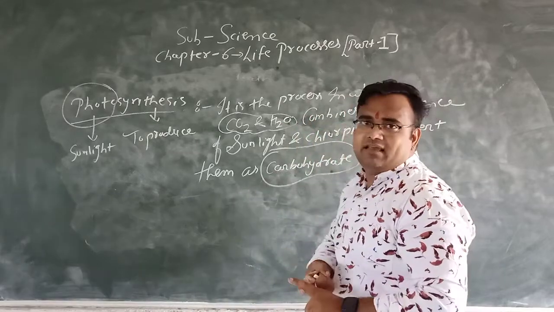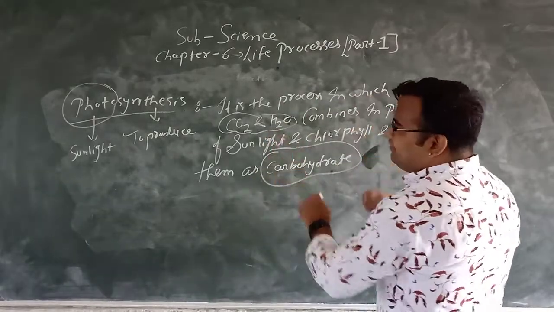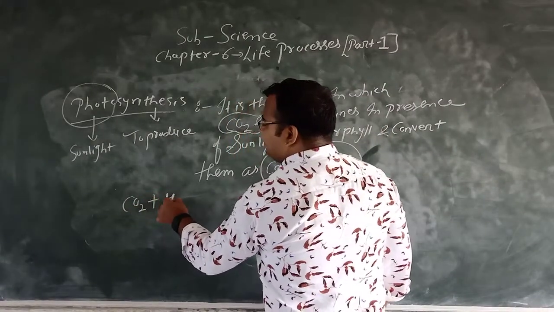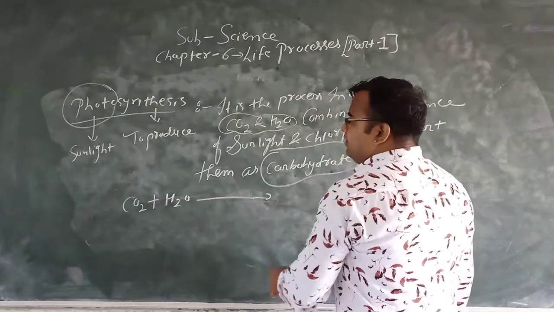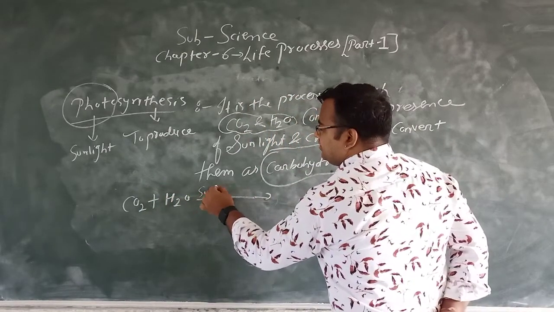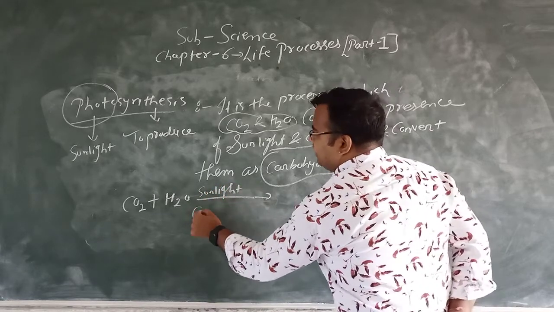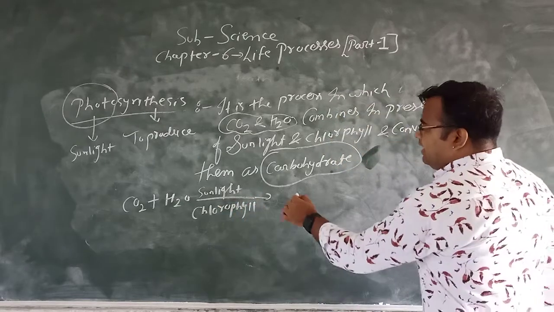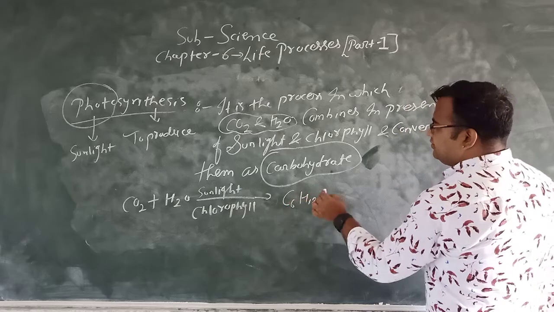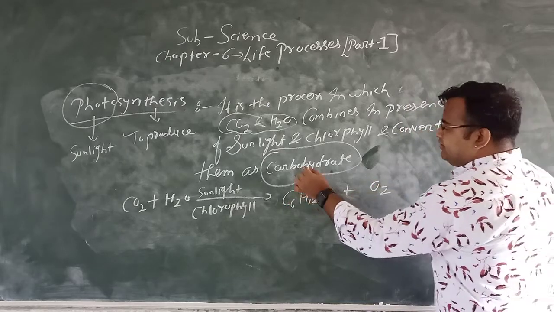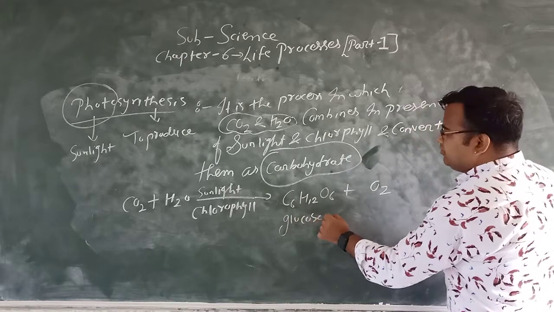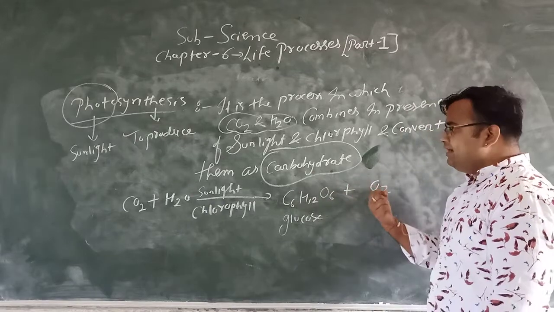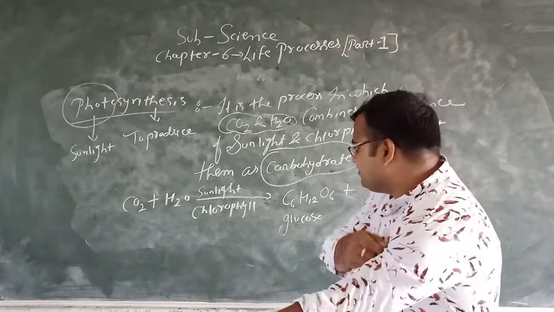Okay, with the help of a balanced chemical reaction. So, according to this definition, we can write the reaction as carbon dioxide plus water, which combine with each other in the presence of sunlight and chlorophyll, and produce glucose and oxygen. This is a form of carbohydrate, that is glucose, and oxygen. Now, how do we balance this reaction?